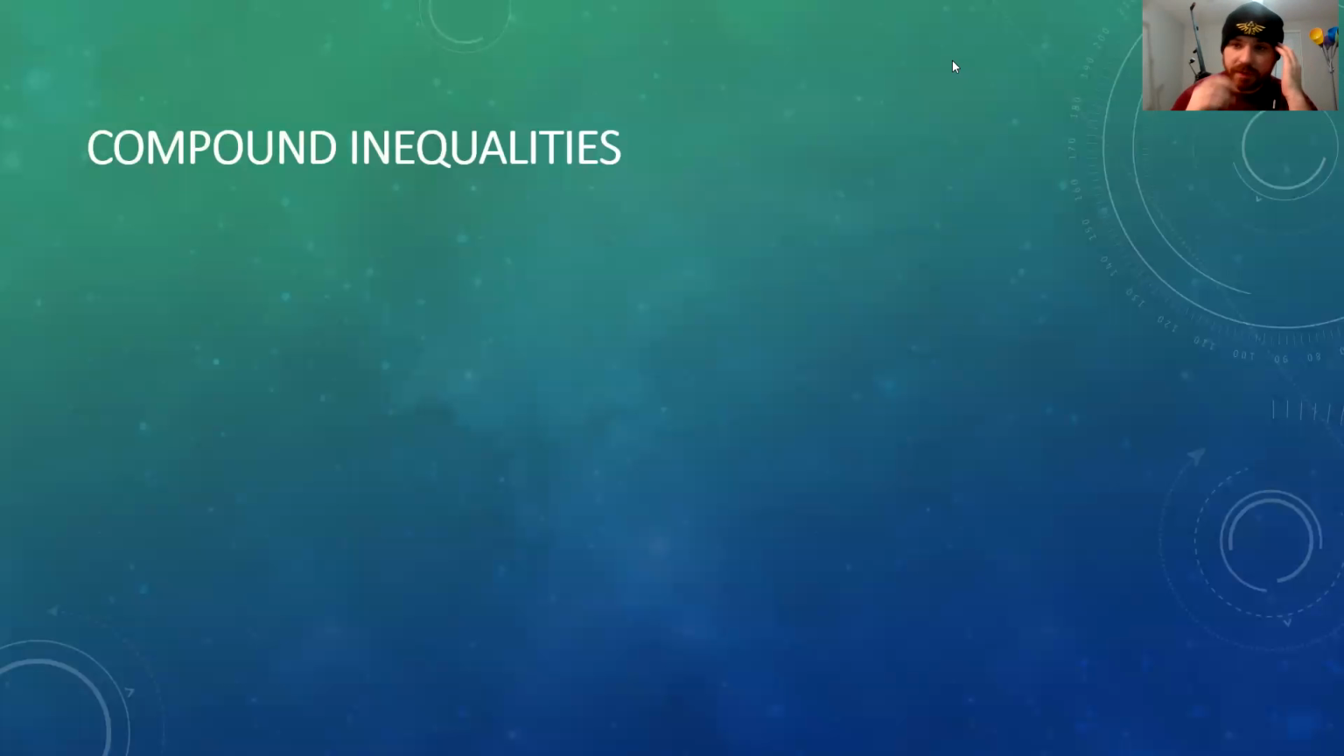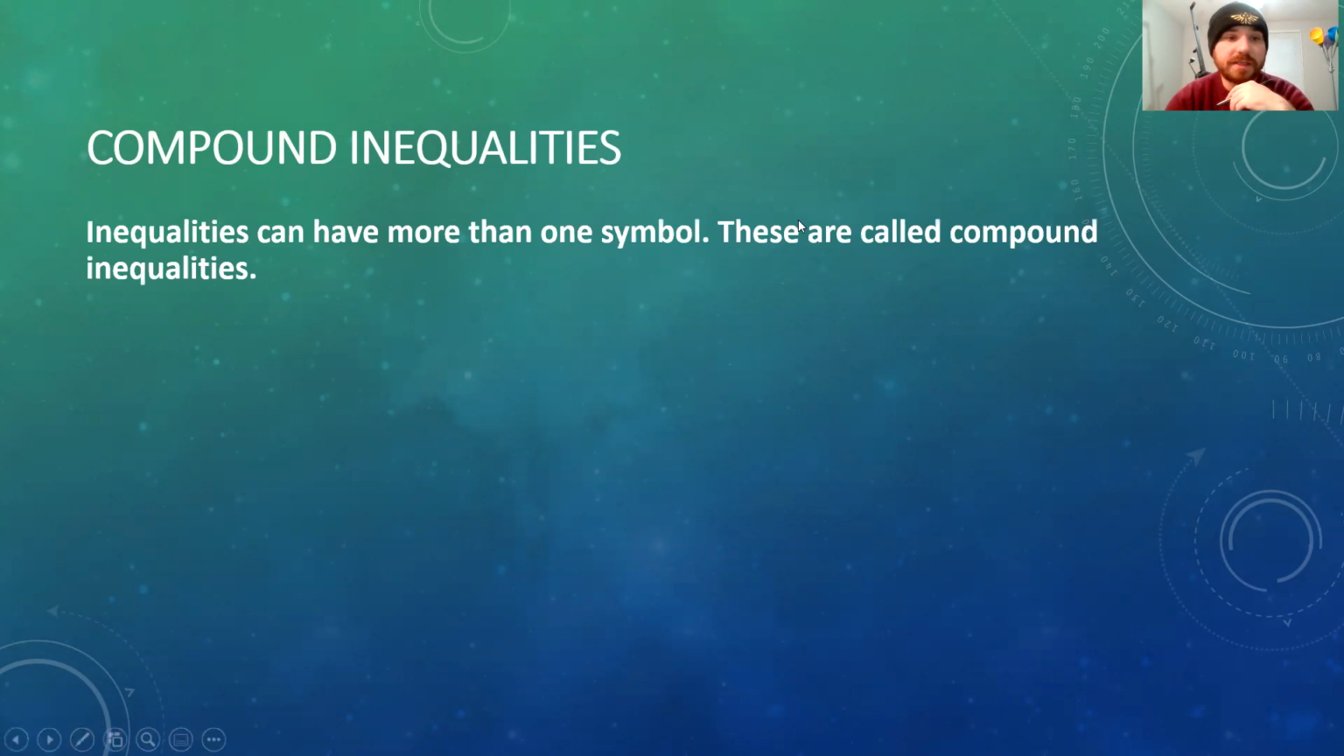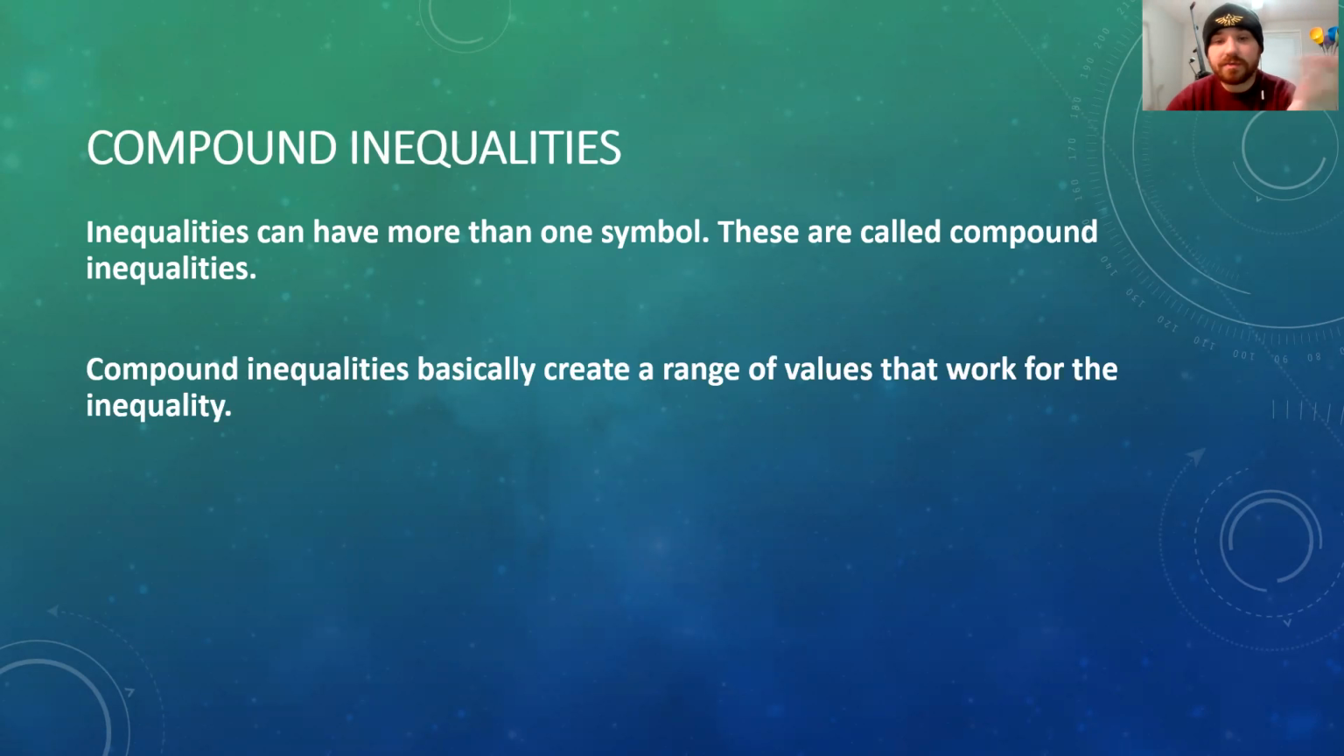Okay, so the last section of this unit is about compound inequalities. Compound inequalities are basically when they have more than one symbol. So when an inequality has more than one set of symbols in it, it's called a compound inequality. Compound inequalities create a range of values that work for the inequality that's contained rather than wide open to one side. So if we have like x is greater than 2, then the answers range from 2 to infinity.